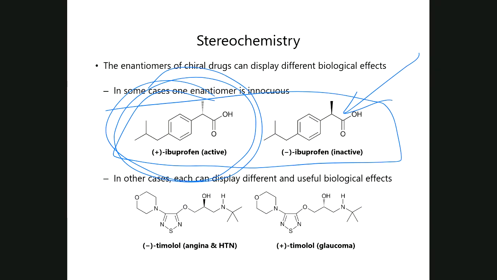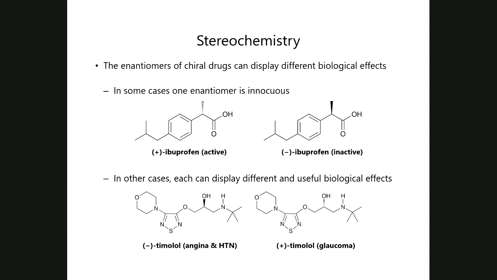Well, if you look at the bottom of this slide, here's another pair of enantiomers. There's a single chirality center here as well, and I'm highlighting it in blue, plus and minus timolol. It turns out in this case, they both have effects, but they're different. They're both useful, and they're different. So in this case, we isolate the two compounds and we market them differently. The levorotatory is used for angina and hypertension. The dextrorotatory is used for glaucoma. Two completely different responses.